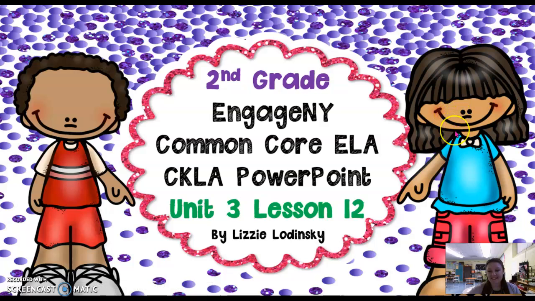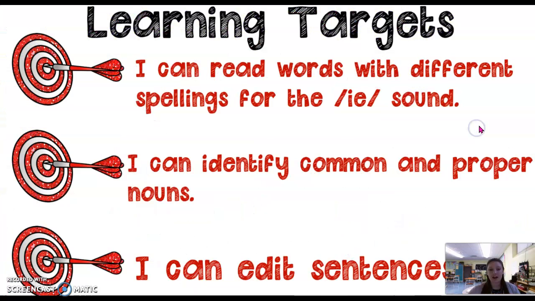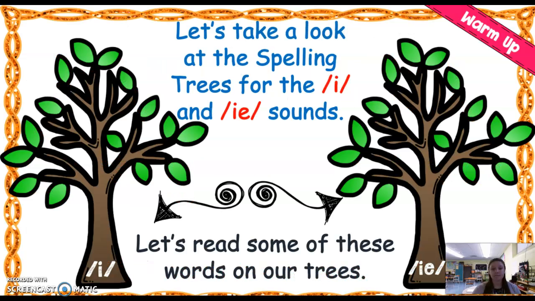Hi second graders, today's lesson is Skills Unit 3, lesson number 12. Our learning targets for today: by the end of the lesson, we will be able to read words with different spellings for the I sound. We will be able to identify common and proper nouns, and we will be able to edit sentences.